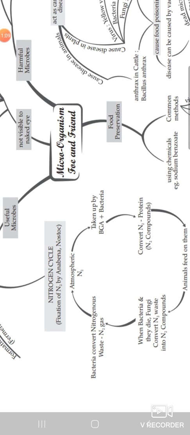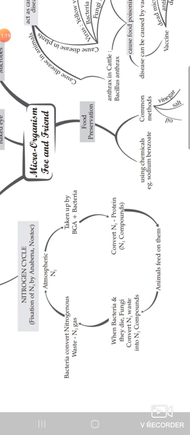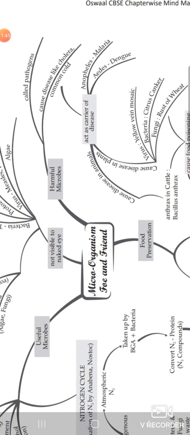This nitrogen fixation is done by the blue green algae and the bacteria. The names of the particular bacteria and how they occur, you have to learn in class 9, but for now you have to remember that blue green algae and the bacteria called Rhizobium convert atmospheric nitrogen into the soluble form, which can be taken up by the plants, and from the plants the nitrogen goes on into the animals. Okay, so this is all about the usefulness of the microorganisms.